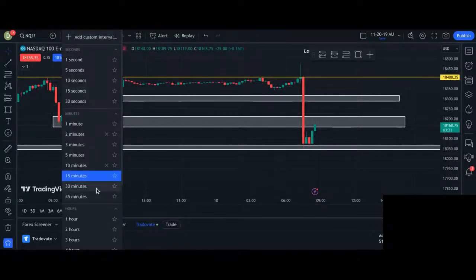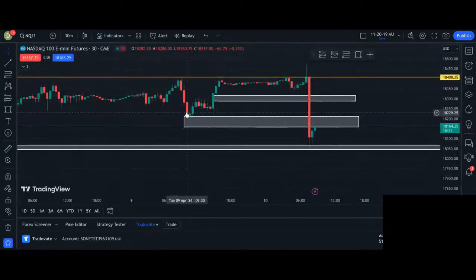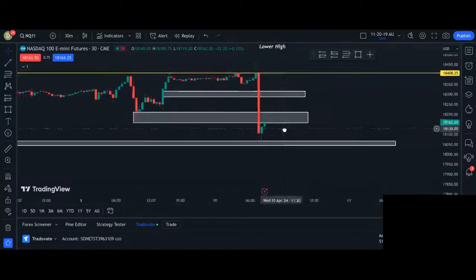The reason why I extended this zone is because it just looked better on the 30 minute. The body of the candle started at the top, and I just wanted to get that wick in on the 30-minute chart, and it just looked better to me.